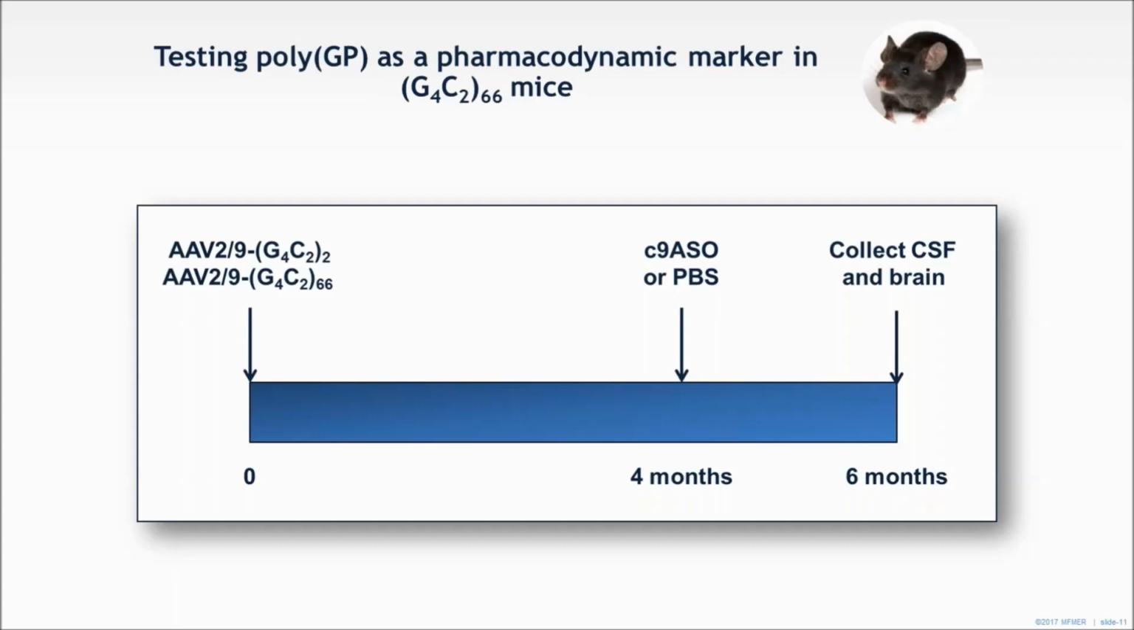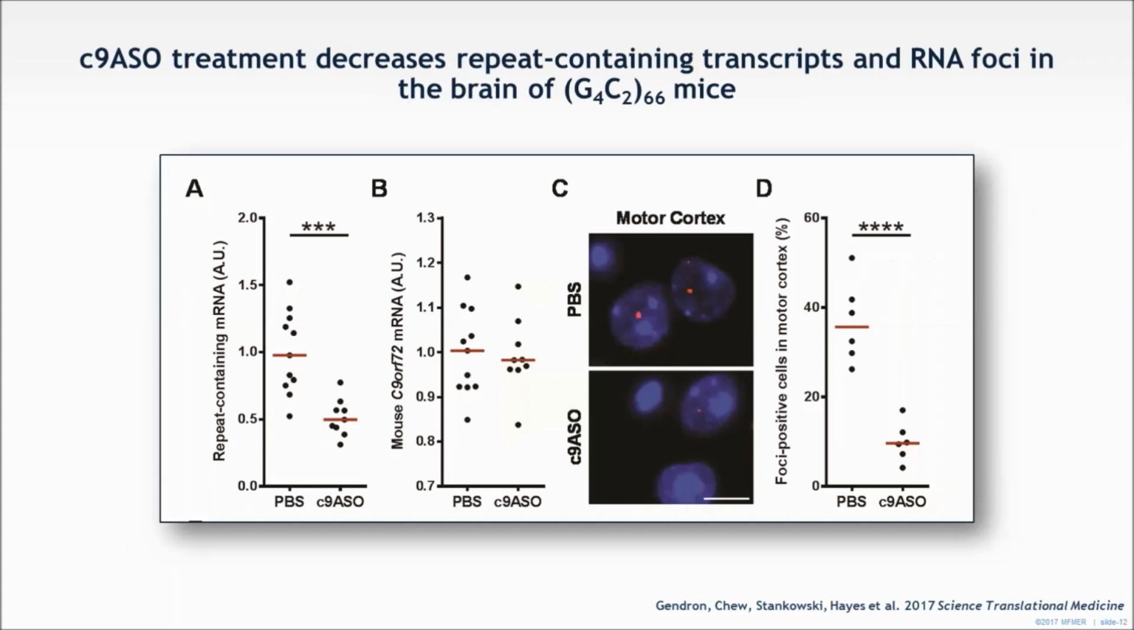So we next investigated this in an in vivo model. We used mice that express an expanded repeat, so a 66 G4C2 repeat. And they're made to express this through the use of adeno-associated viral vectors. And we know that this mouse model develops many of the hallmark features of C9 ALS by 6 months of age. And so we commenced treatment of the C9 ASO or vehicle alone at 4 months and investigated these features 2 months later.